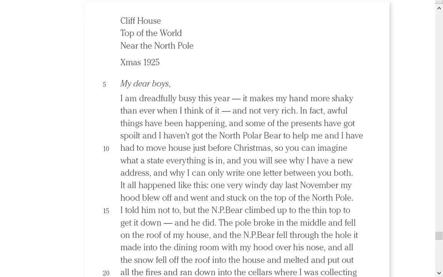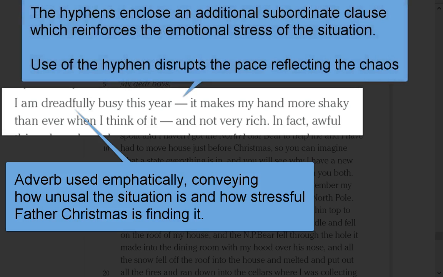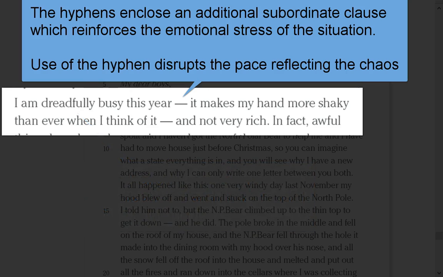He then goes on with this opening sentence, "I'm dreadfully busy this year," and uses the hyphen, which obviously as a piece of punctuation is a structural thing. "It makes my hand more shaky than ever when I think of it, and not very rich." And that hyphen is enclosing an afterthought, an additional thought, which tells you how distressed this writer is, how upset Father Christmas is about what's happening, because he's writing to the boys, but he's been so busy that he can't write a really good letter, so he's apologising.